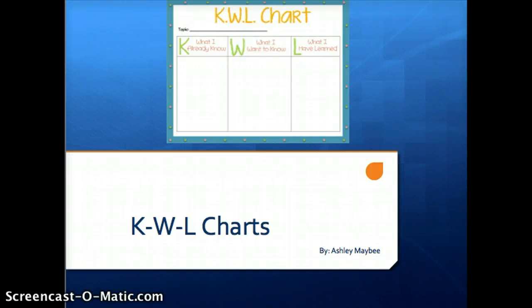This is the KWL charts by Ashley Maybee for EDU 5373 for Professor Bandre.